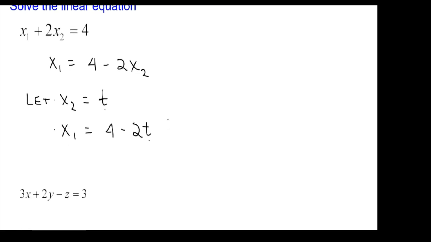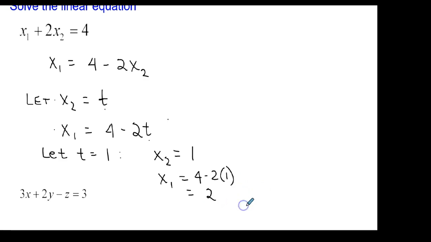So suppose that t is 1, then that would mean our solution x sub 2 would be 1 and x sub 1 would be 4 minus 2 times 1, or simply 4 minus 2, or 2.